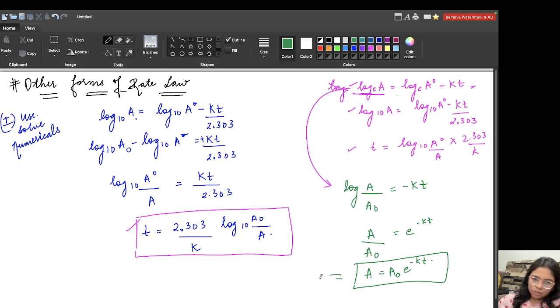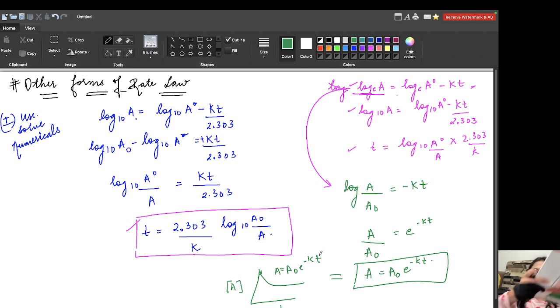And if you want to draw the graph from this particular thing, what will you write here? The concentration of A. Here you will write time. Your graph will look something like this. And A is equal to A naught e to the power minus kt. So these are the 3 or 4 kinds of ways in which you can represent your first equation.